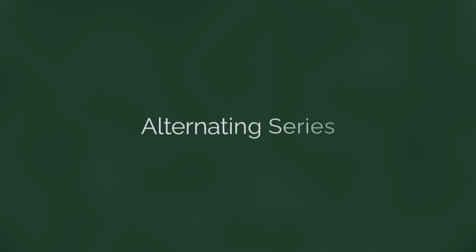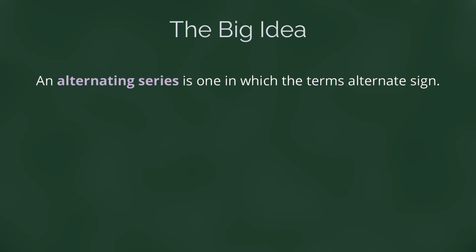Many of the convergence tests we've looked at so far work on decreasing positive series. Now we're going to take a look at some techniques we can use if there are negative terms within our series. We'll focus our attention on something called alternating series. An alternating series is one in which the terms alternate sign.